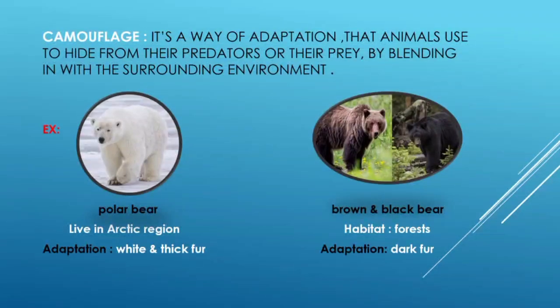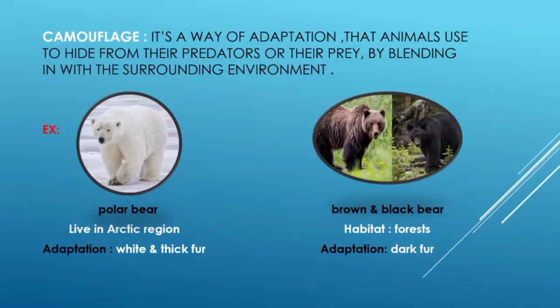Come on, let's see some examples. The first animal we have is the polar bear, which lives in the Arctic region. And it's a cold environment, which is covered with ice. So the polar bear adapts in this environment by having white and thick fur. Why white and why thick?